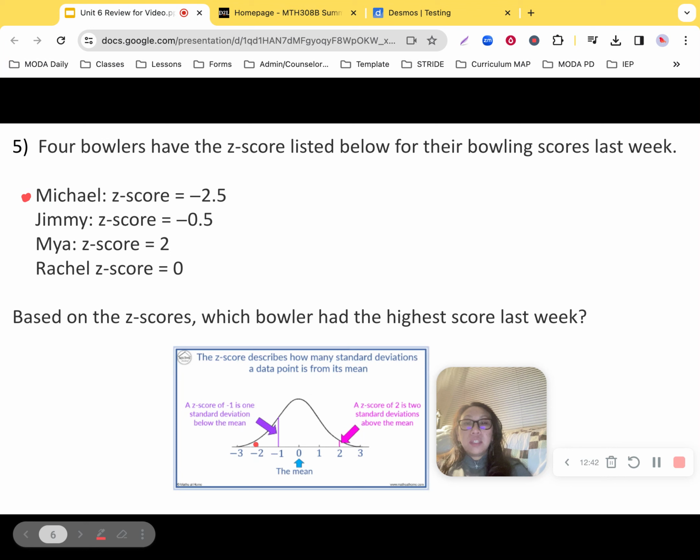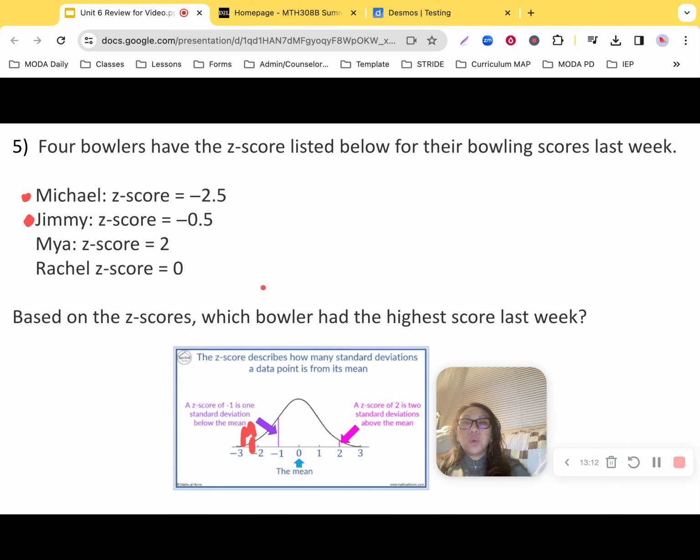So that means if this is 0 score, which is the mean, then negative is below the mean, so it has to be on the left side of your curve, and it's 2.5 standard deviations below the mean. So if this is negative 2 right here, 2 standard deviations below the mean, Michael's z-score is about here. So let's put M there for Michael.